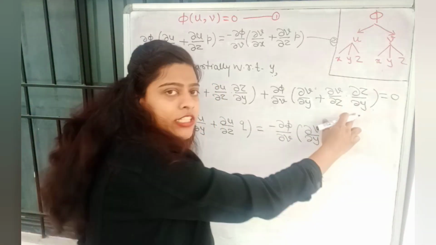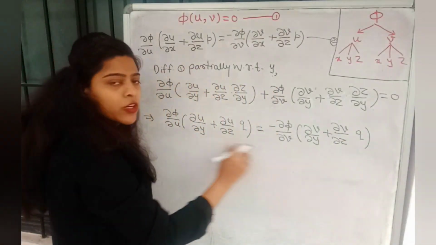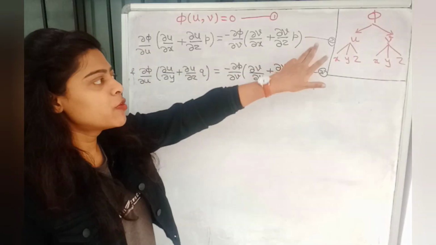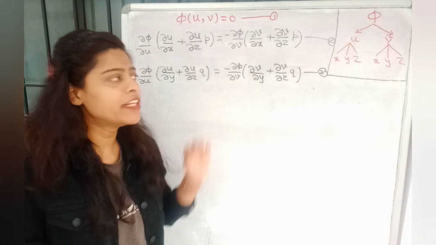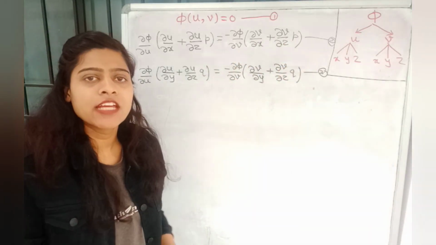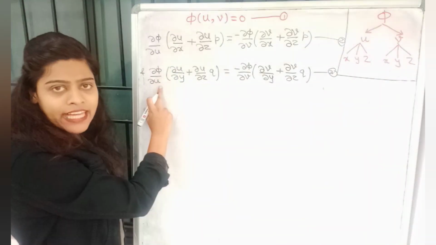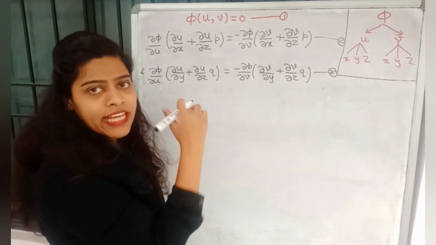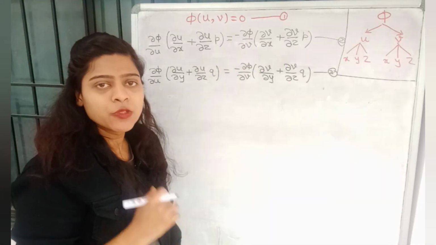Again, standard notation of ∂z/∂y is equal to how much? Q. So we denote this equation as equation number 3. This is our equation number 2 and equation number 3. Now to reduce these equations, we divide equation 2 by equation 3. Then on the LHS, ∂φ/∂u will cancel each other. Similarly on the RHS, the minus term will cancel each other. Similarly ∂φ/∂v will cancel each other.